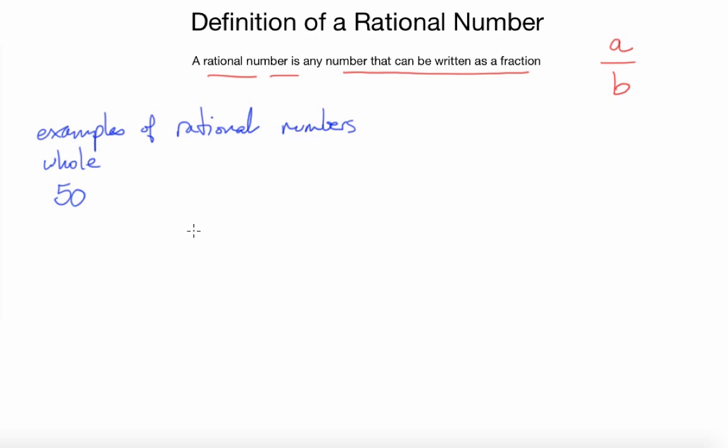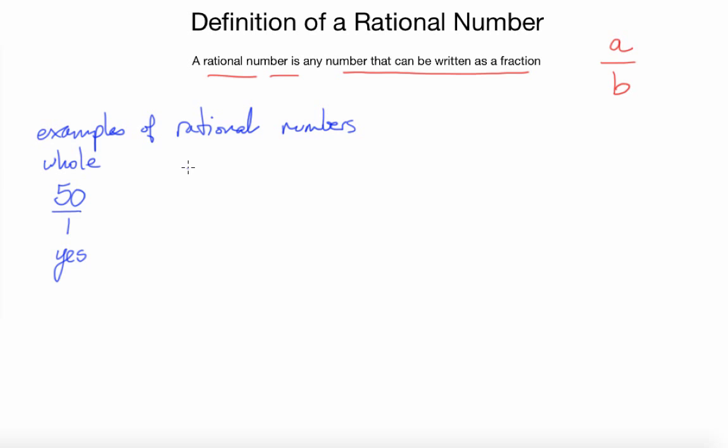Is 50 a rational number? Well, I can rewrite 50 as 50 divided by 1, right? Any whole number can be written as a fraction. 50 over 1, 50 divided by 1 is 50. Well, there we go. We've just written the number 50 as a fraction. So yes, it does fit the definition of a rational number. Whole numbers are rational numbers.